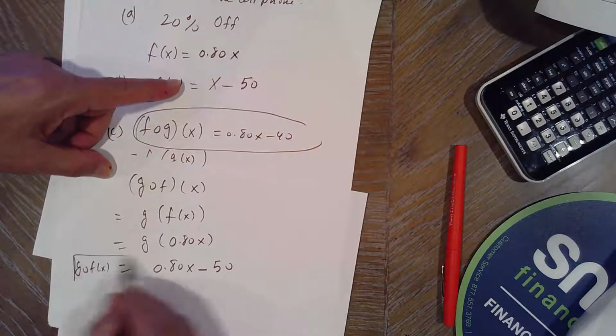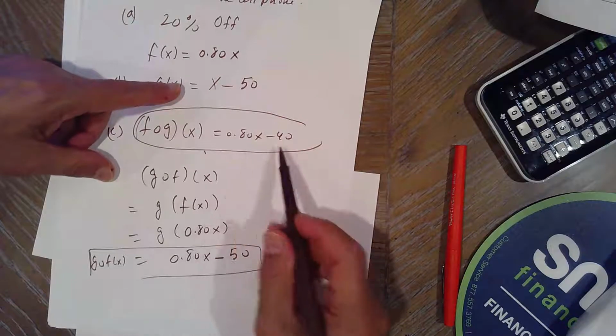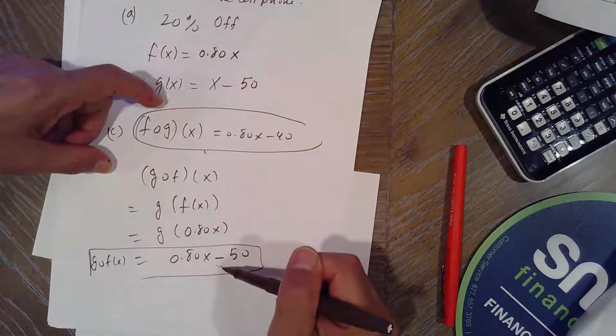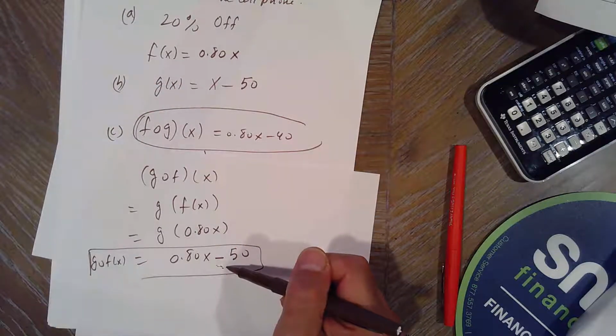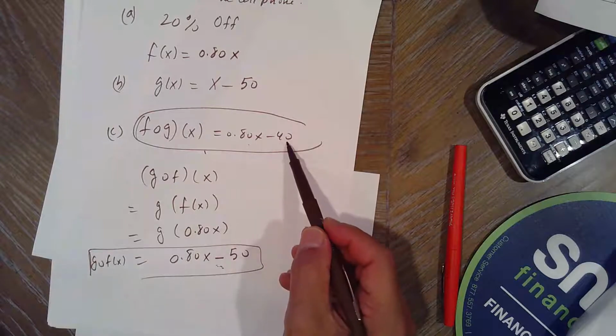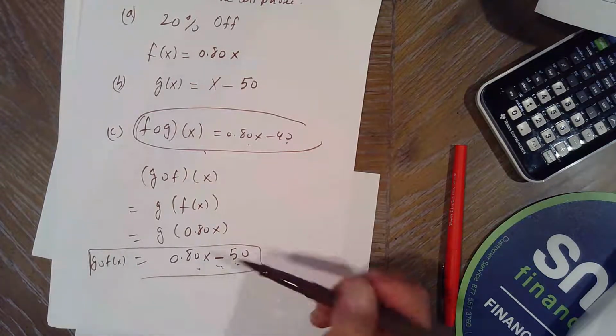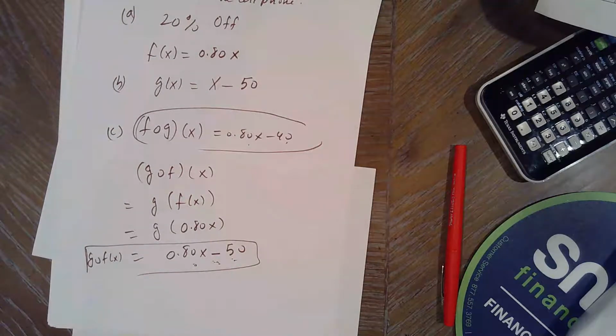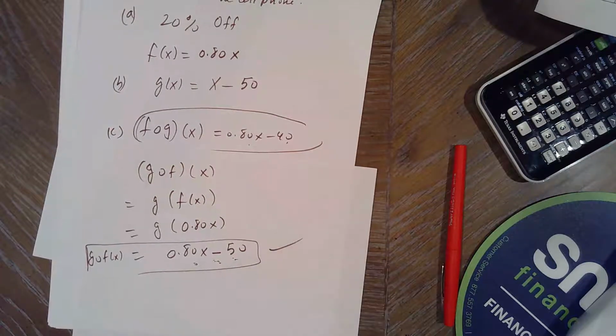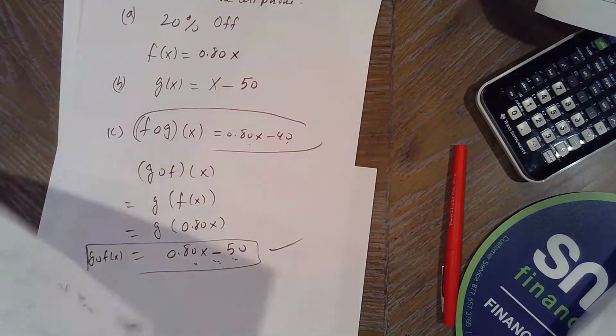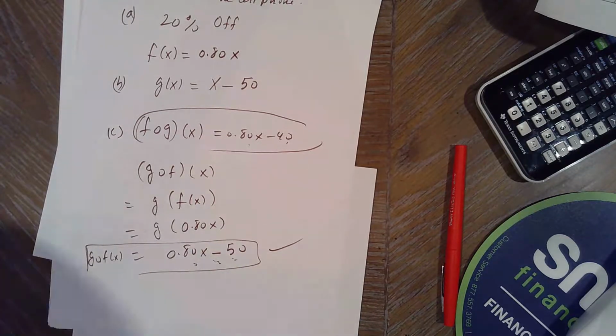So which one would be better? Of course, you are better off doing g composite f, right? Because you're going to be paying less, taking 80% minus $40 here, and then here you're taking 80% minus $50. Okay, so this would be better off for you. So be a good shopper. All right, and that ends 2.7. It was a bit long, but we made it.